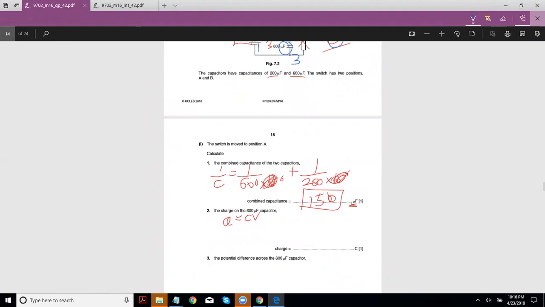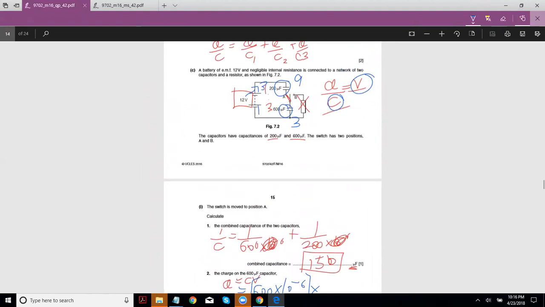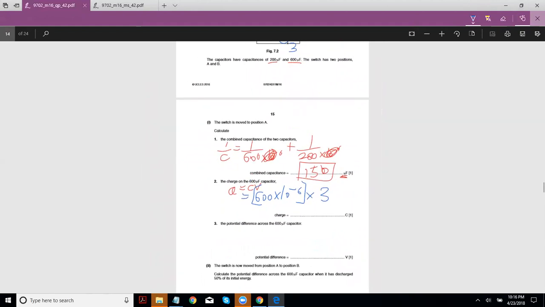And then you can use it here. Q is equal to CV. For the 600 one, you take the 600 जो capacitance है, into 10 power minus 6, into the potential difference across it, which was 3 volts, and you get your charge.